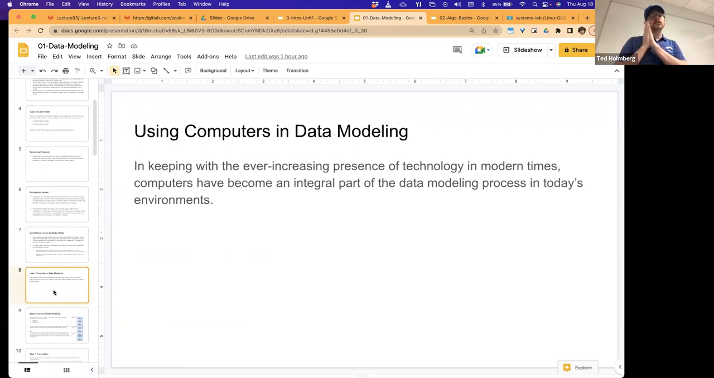Okay, let's talk about using computers in data modeling, because so far what I've talked about could be done with pen and paper, could be done in our minds, right? It could be done spoken, it could be done written down on paper, but it doesn't necessarily need a computer. But what we want to learn how to do is use computers, these tools, to be able to implement our formal models, our mathematical models and our algorithms, so that we can execute them automatically and not by hand.